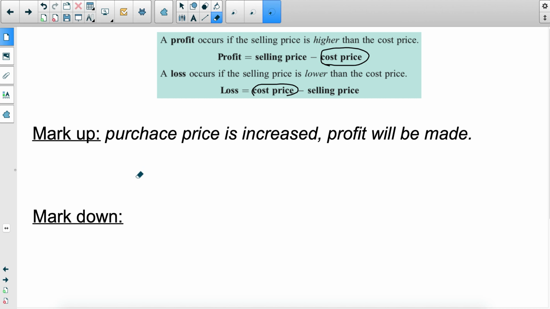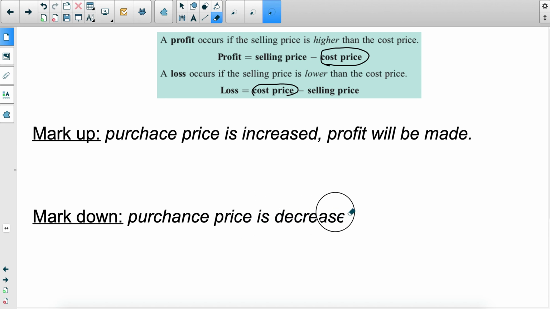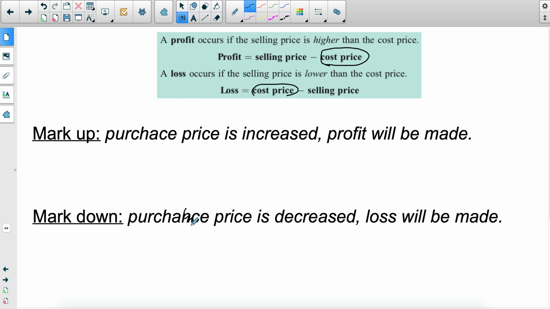For example, your product's not selling well, so you're going to reduce the price or you're going to mark it down. And so your purchase price is decreased and a loss will be made. So there's an error there. So purchase price is decreased and loss will be made. So you need to be aware what markup means and markdown.